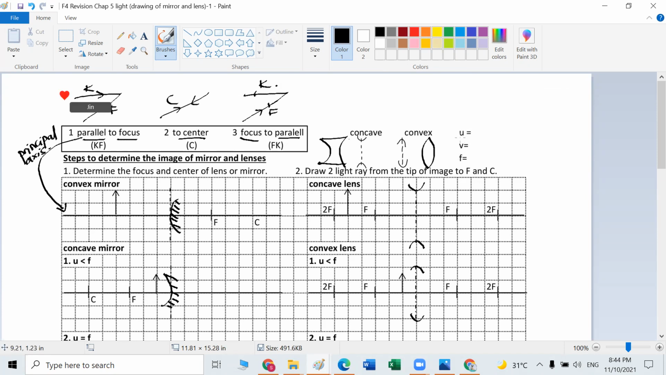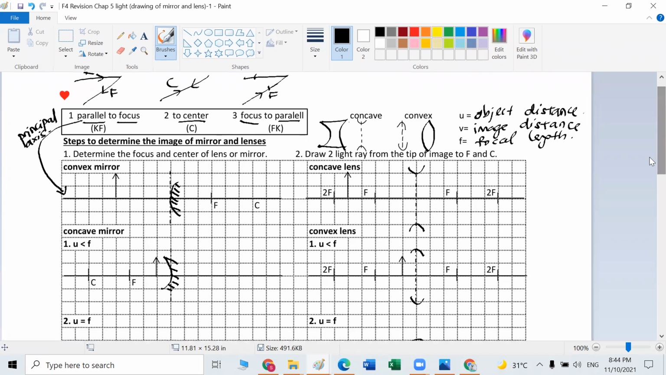Okay, what is U? U actually is object distance. V is image distance. F is focal length. Object distance to the mirror or to the lens.